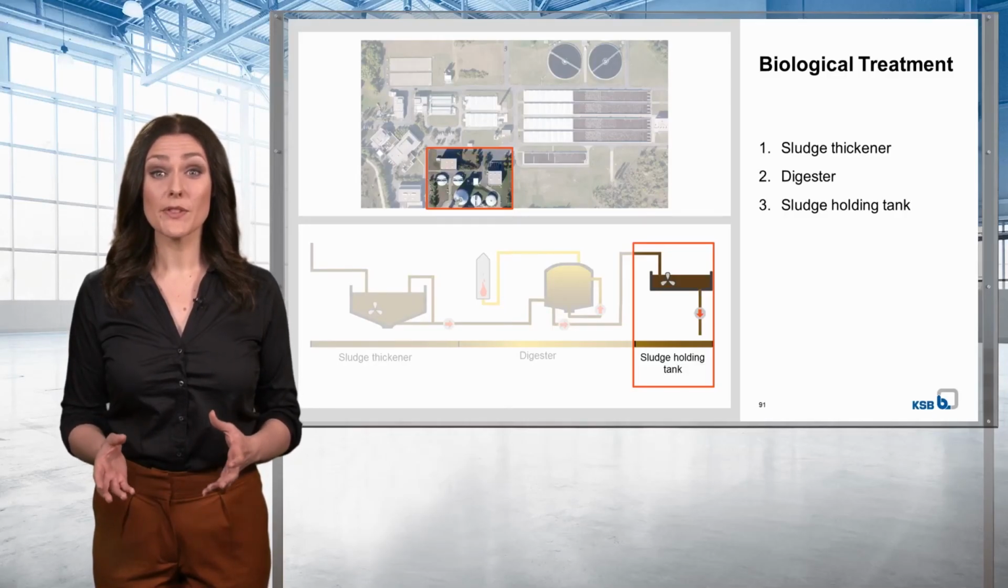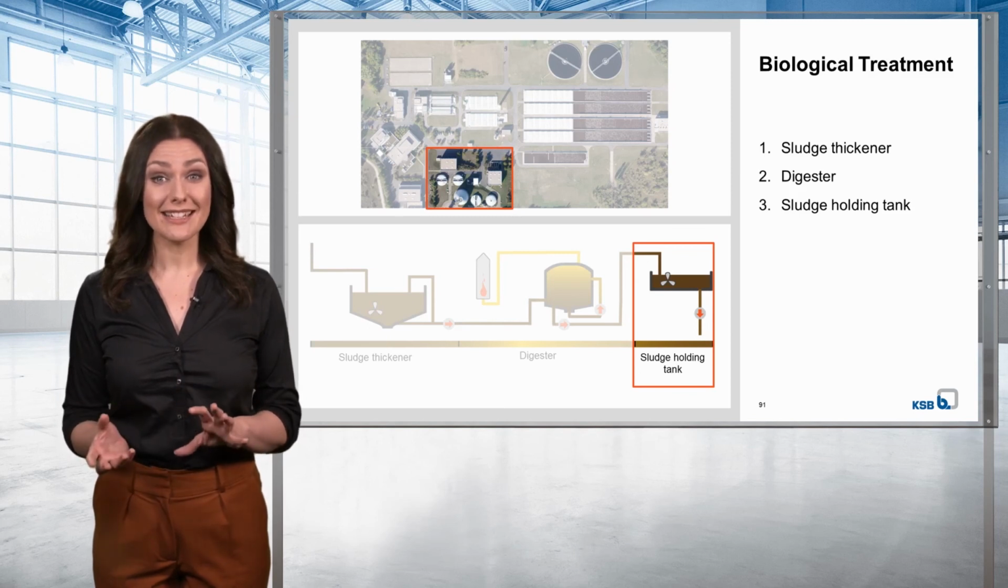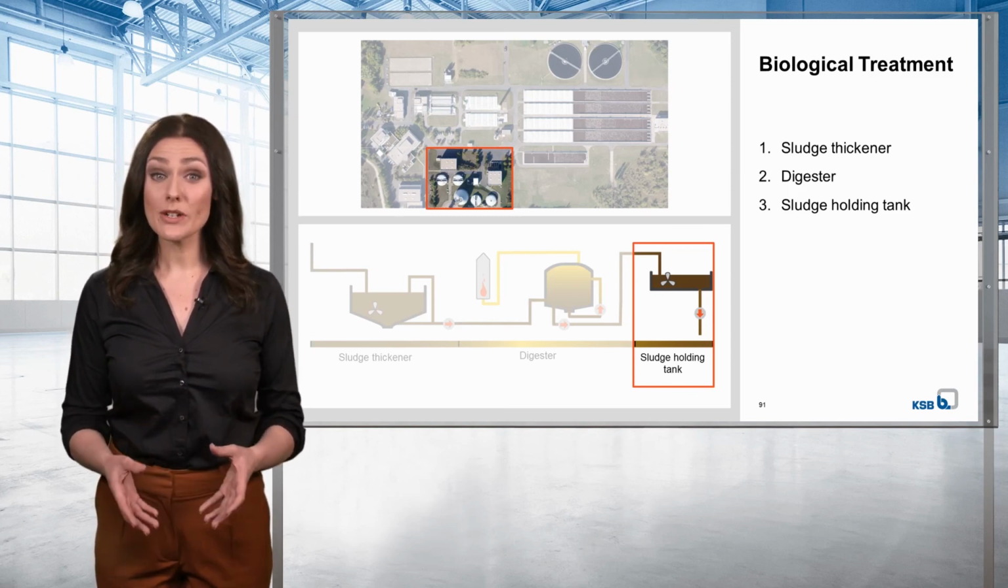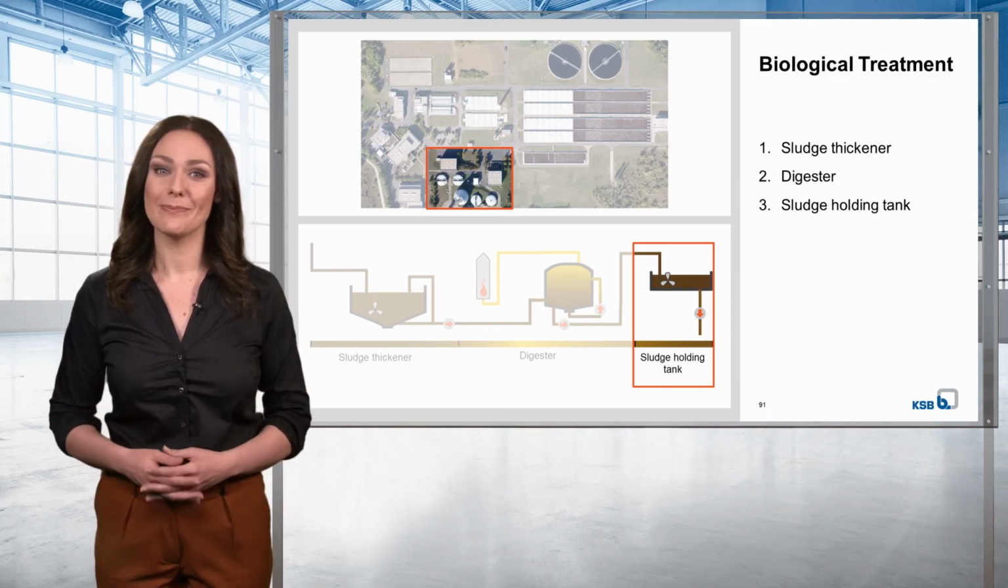A brief recap. Sludge treatment involves the processes of sludge being collected, thickened, dewatered, and transported away. Wastewater treatment is a complex process in which the water passes through many different stations, including mechanical treatment, biological treatment, and sludge treatment.